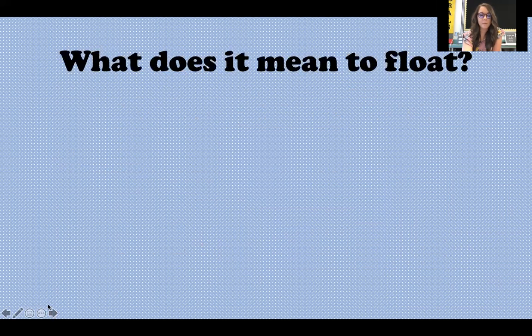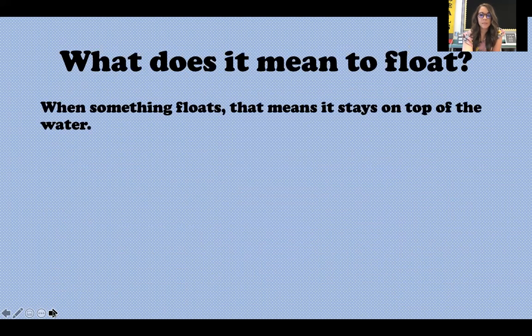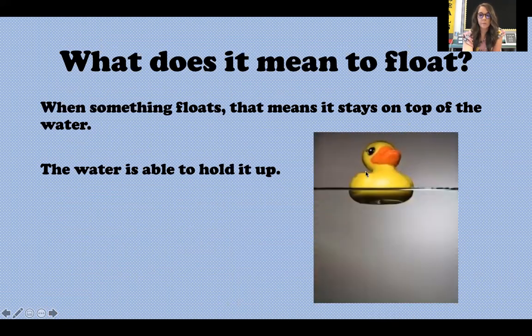What does it mean to float? When something floats, that means it stays on top of the water. The water is able to hold it up. Here's a picture of like a rubber ducky that you would maybe have in your bathtub, and it is floating. It's sitting on top of the water. The water is able to hold it up.